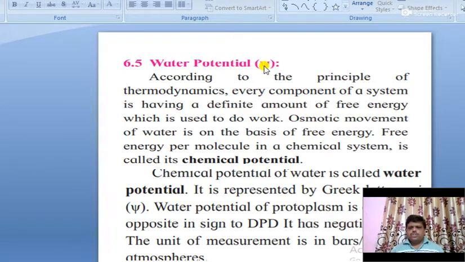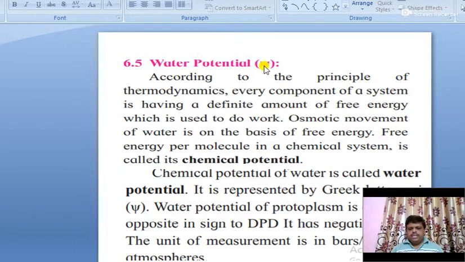Water potential of protoplasm is equal but opposite in sign to DPD. It has a negative value. The unit of measurement is bars, or pascals, or atmospheres. Water potential of pure water is always zero. Addition of any solute to it decreases its psi value, therefore it has a negative value.